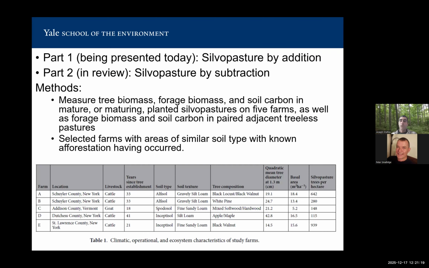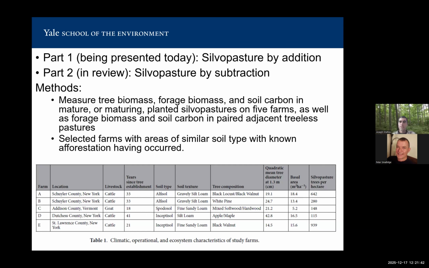So, part one, that's what I'm talking about today. This is silvopasture by addition. So these are silvopastures where trees were established into formerly treeless pasture. Part two is where we look at areas where trees were removed from a forest to develop silvopasture. So we're looking at silvopasture by addition.